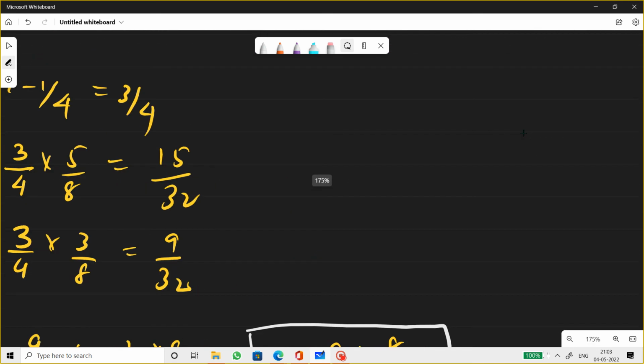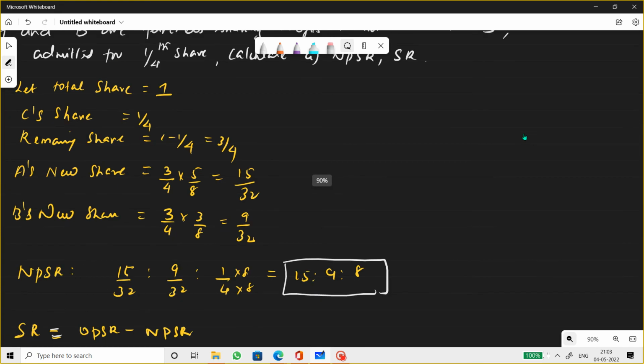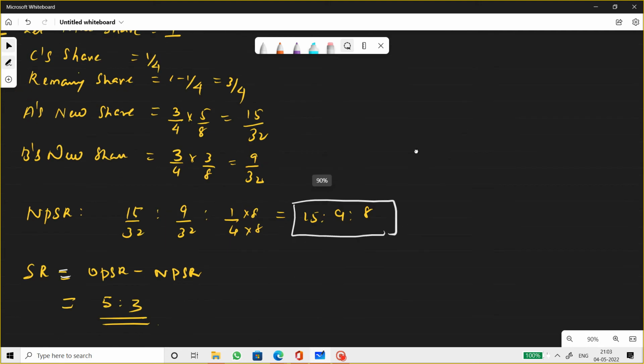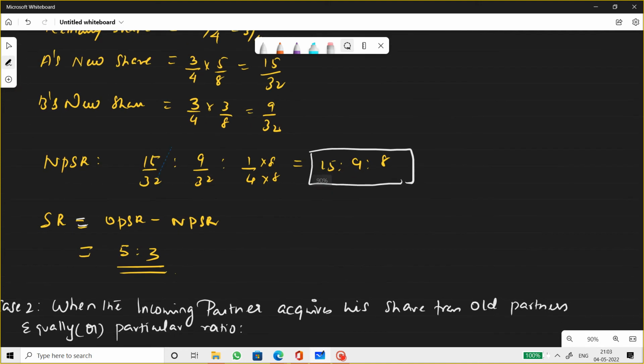When it comes to new profit sharing ratio, we have to take the new partner's share also into account. So A's share we found as 15/32. B's share we found as 9/32. C's share is given in the question as 1/4. Take the LCM for all three fractions. You get 15:9:8, which is the new profit sharing ratio.